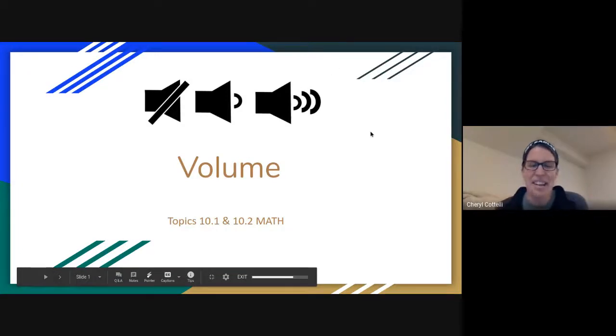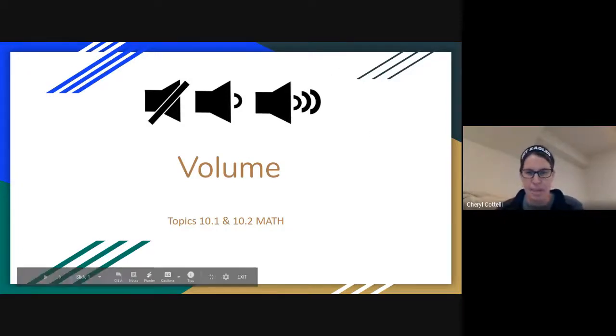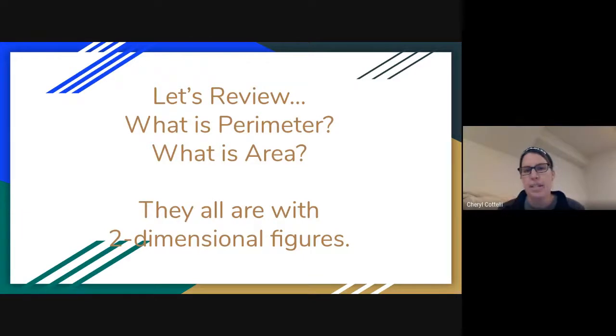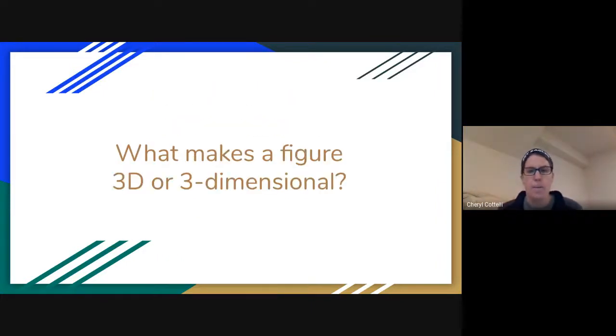So today you're going to do 10.1 and 10.2. First I want to review what perimeter is. Perimeter is like if you were to get a fence, you would be measuring the outside of something. Area, if you wanted to buy new carpet and you're filling something in, that would be length times width. But these are all done with two-dimensional figures. They have length and they have width. So we're going to be talking about three-dimensional figures.